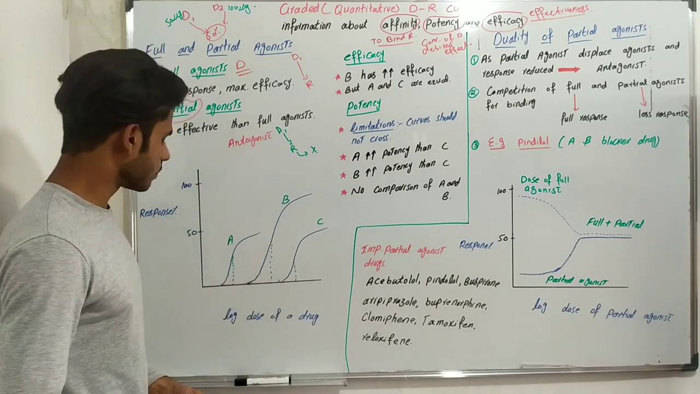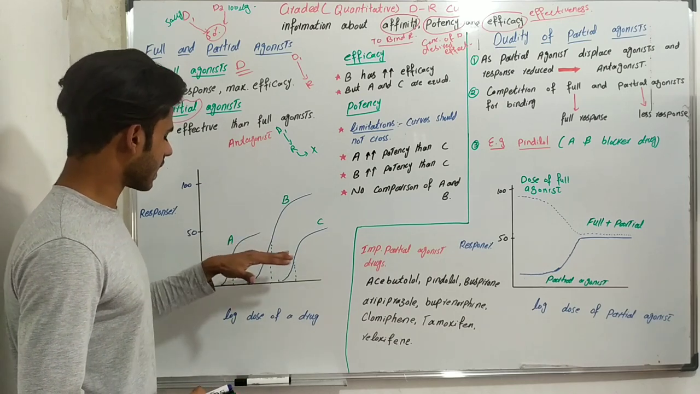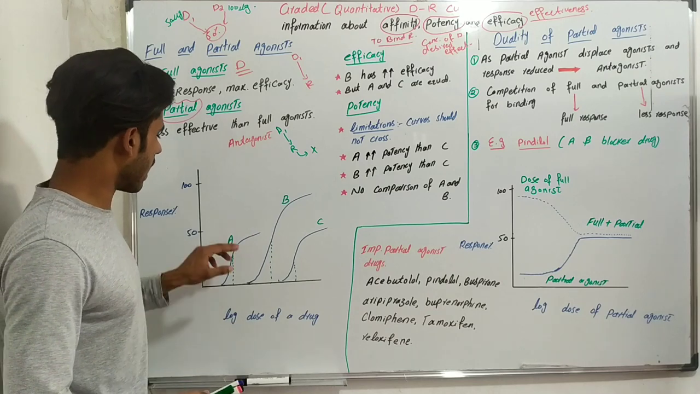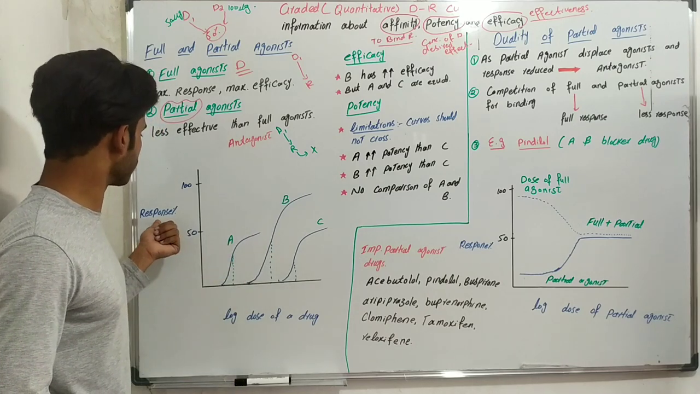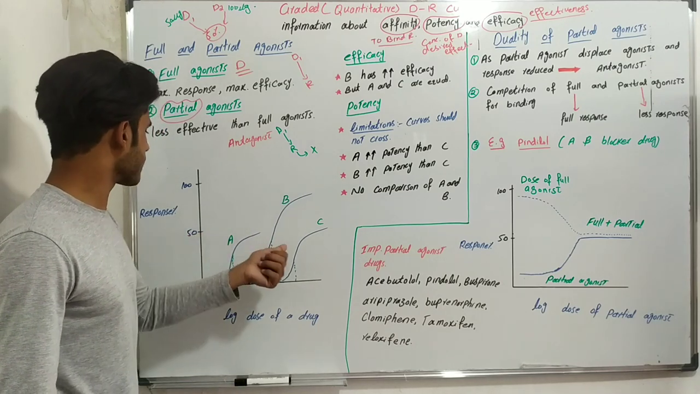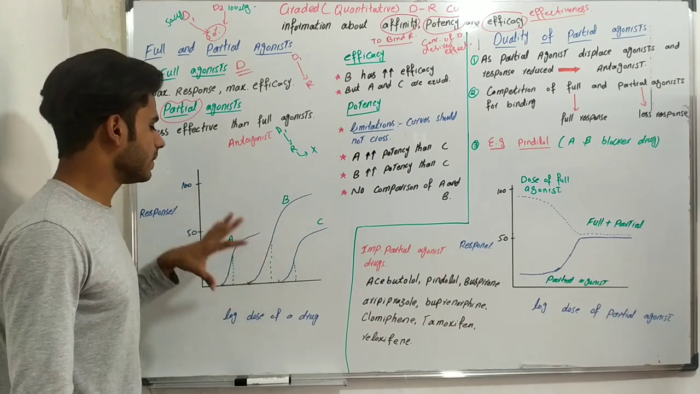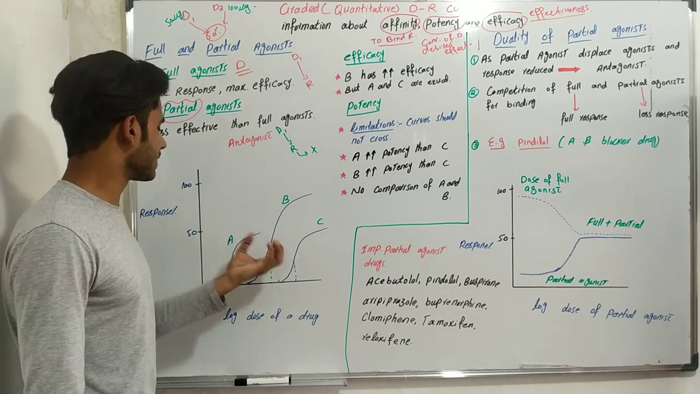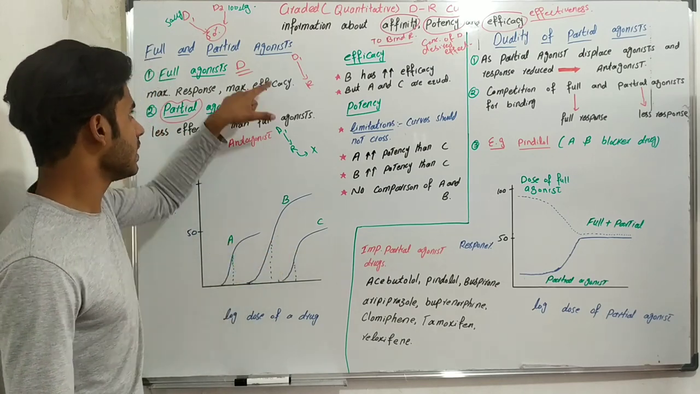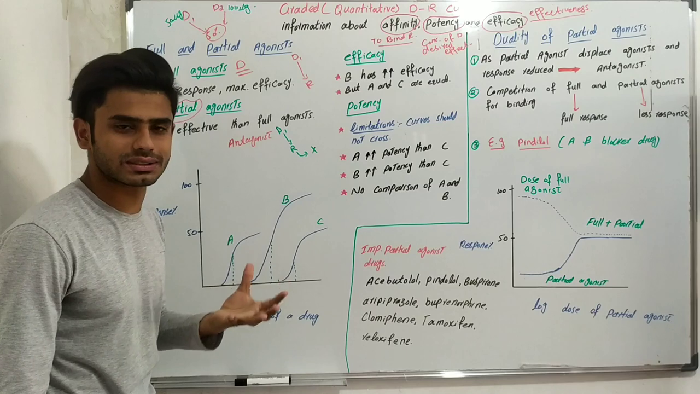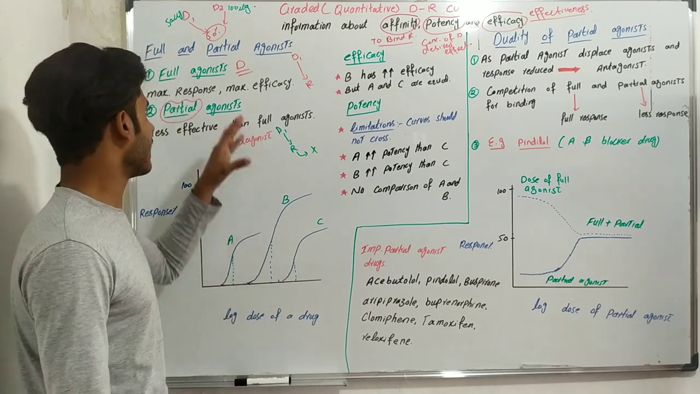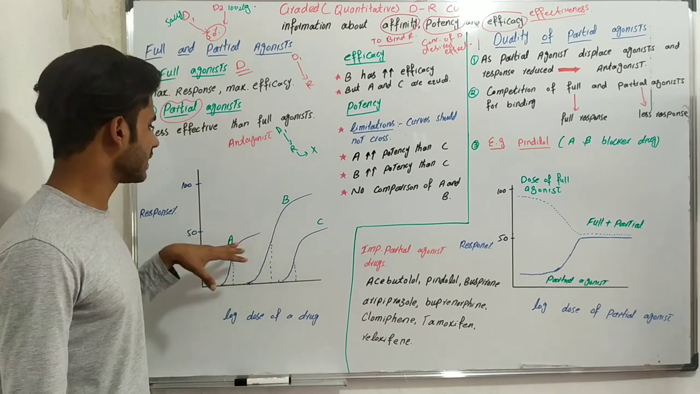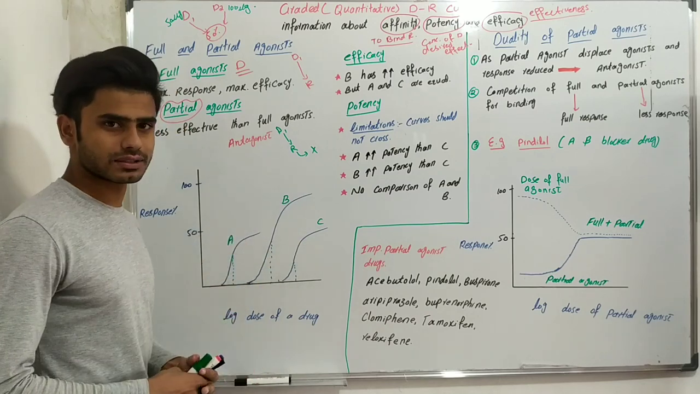So please come here and tell me whether these curves are agonistic or antagonistic. You can see all three curves are showing a response. Some are showing 50% response, some are showing 100% response. So these drugs are showing some response. Therefore, all three curves are known as agonist drugs, because they are showing the response. An agonist will show the response, and an antagonist will not show the response. So all three drugs are agonist drugs.